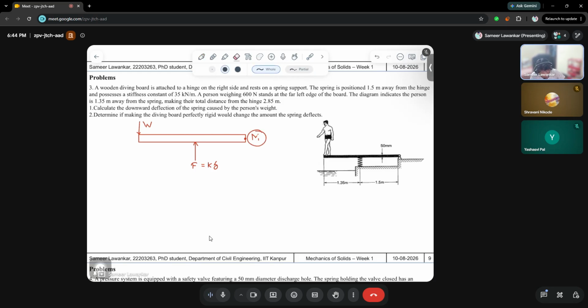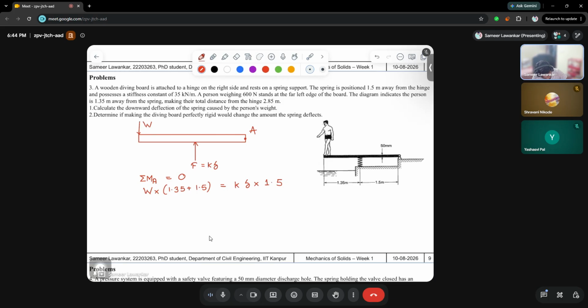Let's not write M, as it will create confusion. Let us call this point A. Summation MA equals 0. Now it's W into this complete length, which is 1.35 plus 1.5, equal to the force, K times delta, multiplied by 1.5. Now everything is given to you.